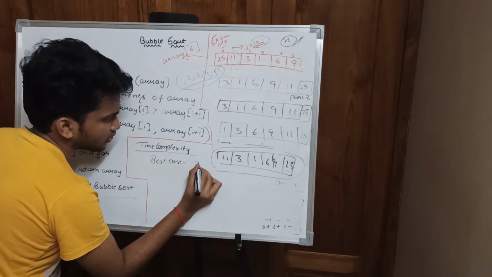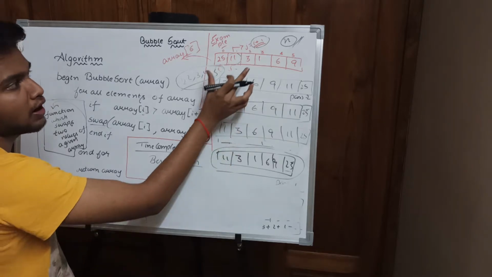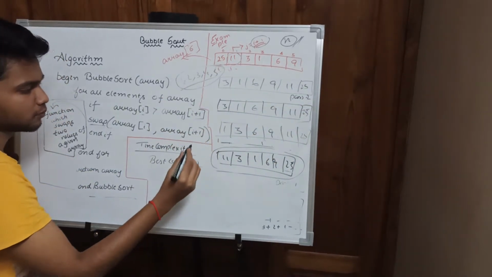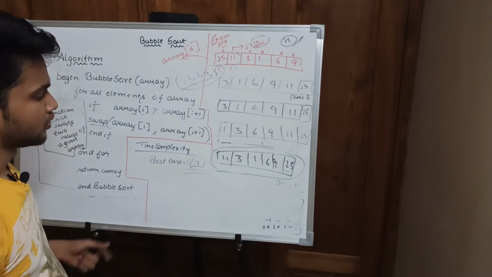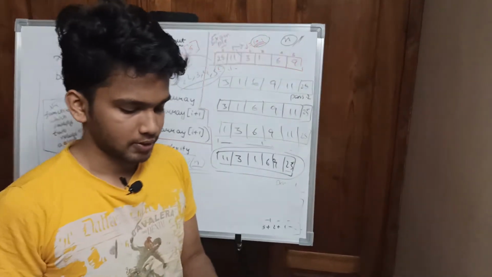that is, we are going to check all n elements by using a for loop. So that is going to take a time of order of n. So that is the best case that you can expect.